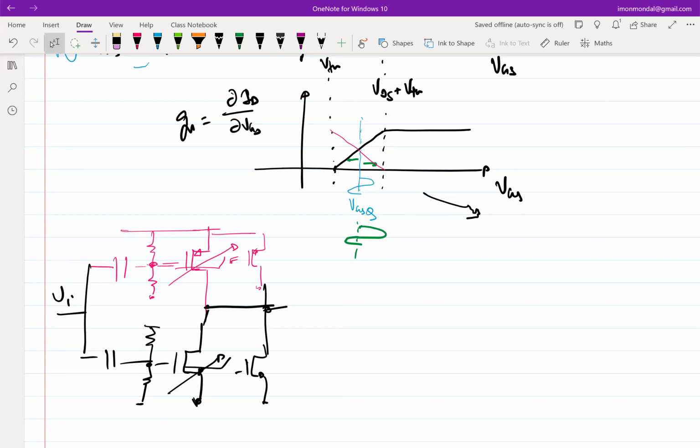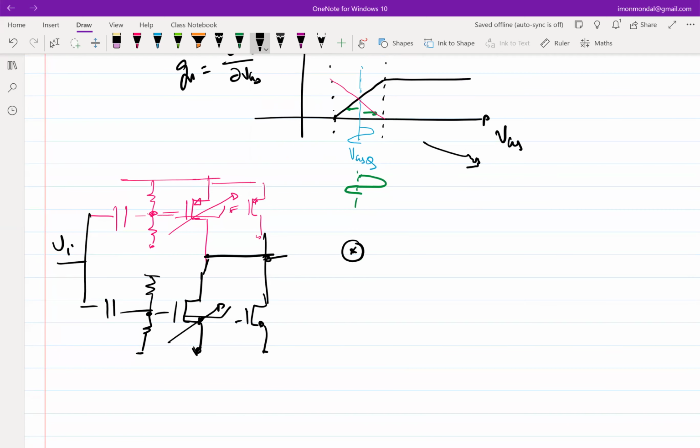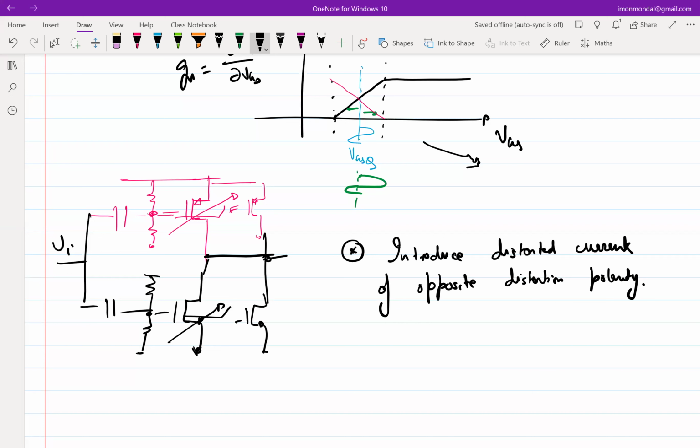Okay, so that is one way of mitigating distortion. So this is introducing distorted currents of opposite distortion polarity. This is a generic example of the principle that one is using.